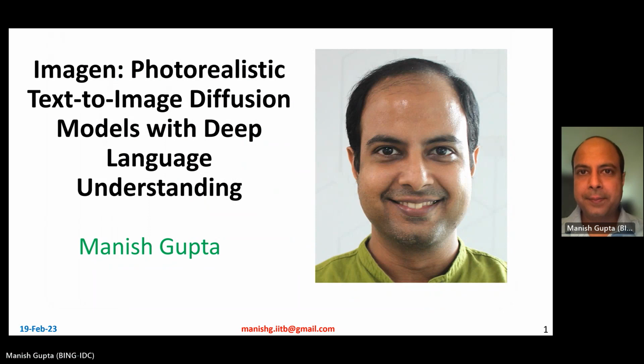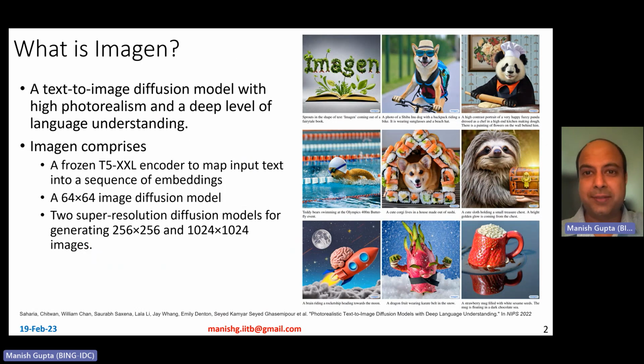Hi, my name is Manish Gupta, and in this video, I will talk about Imagen, which is a photorealistic text-to-image diffusion model with deep language understanding. So let's get started. First question, what is Imagen? Imagen is a text-to-image diffusion model. It is a model to create images given text prompts. The images produced with Imagen are highly photorealistic, as well as they have a deep level of language understanding.